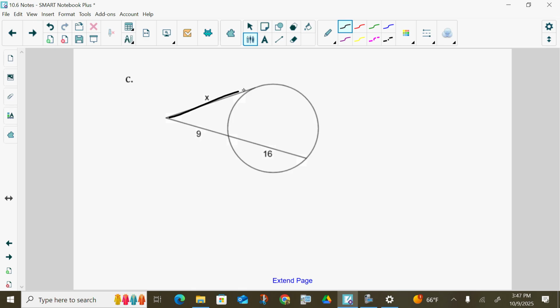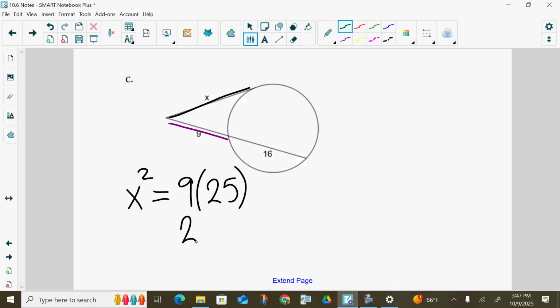So our tangent segment is x, so I'm going to have x squared equals the outside of my secant, which is 9, times my entire secant, which is 9 plus 16. 9 plus 16 will give me 25. When I multiply 9 and 25, I get 225. And that equals x squared. So I square root both sides. And this time I get x equals 15.